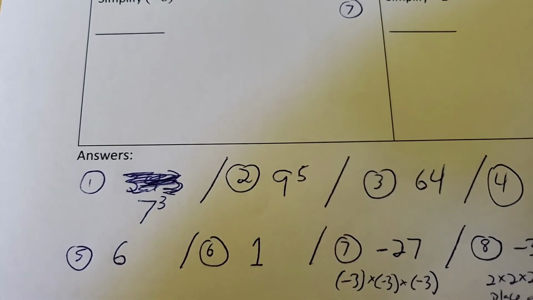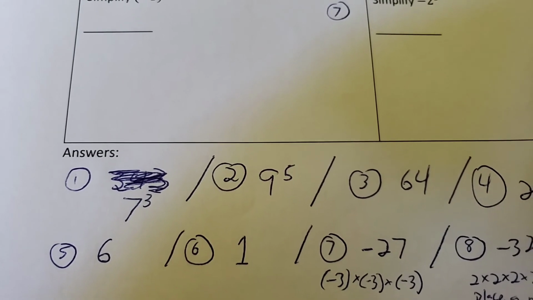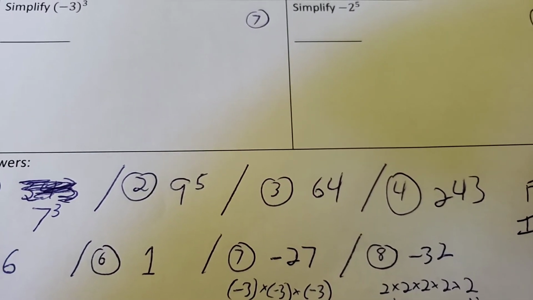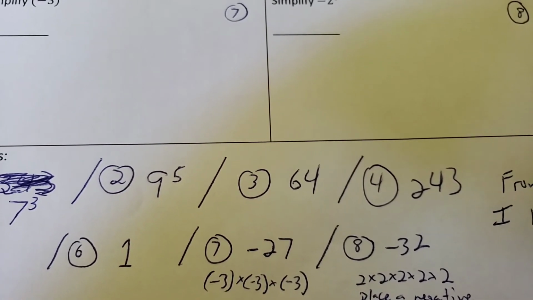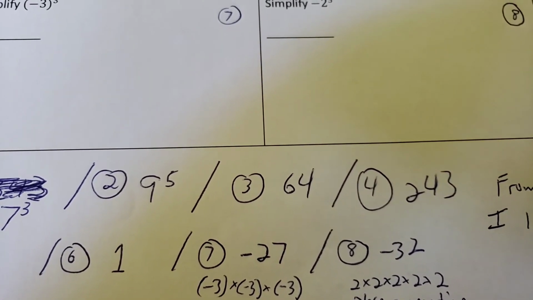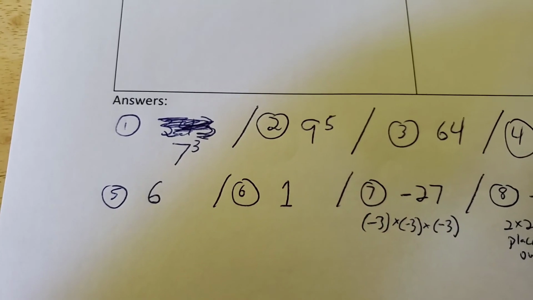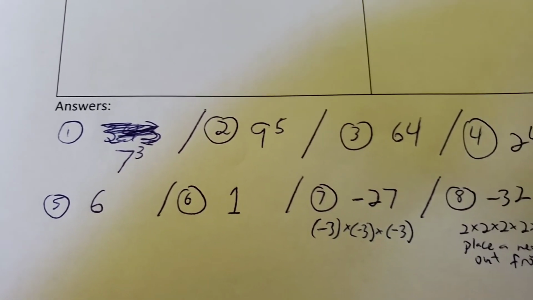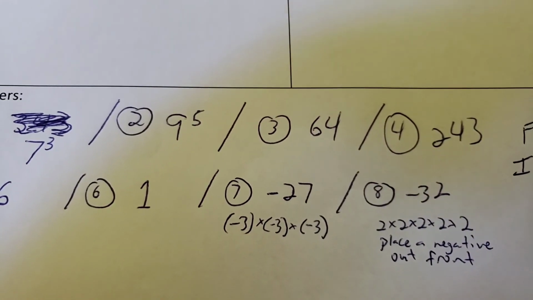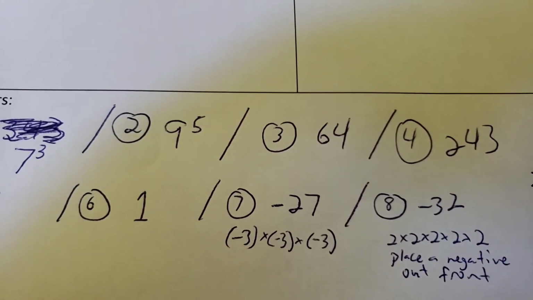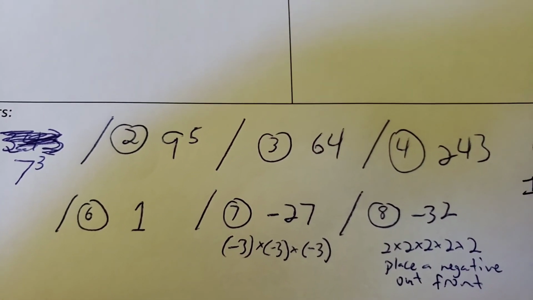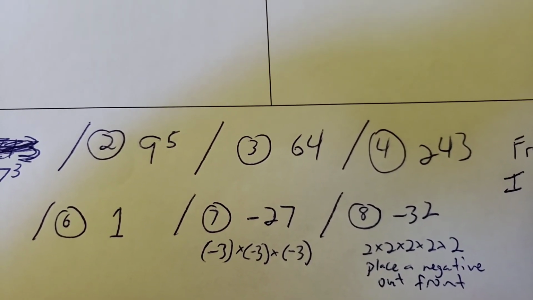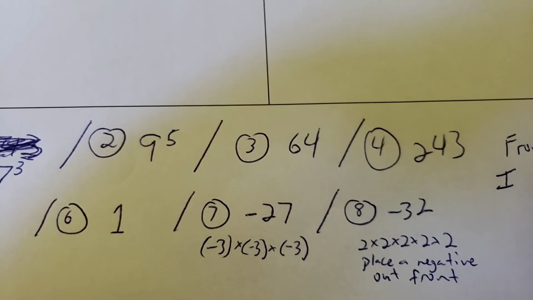Final answers were number 1, 7 to the third power, or 7 cubed as you might call it. Number 2, 9 to the fifth power. Number 3 is 64. And number 4 is 243. Number 5 is 6, and number 6 is 1. And number 7, our answer is negative 27, because it's like a negative 3 times a negative 3 times a negative 3. And number 8 is a negative 32. We treat it like 2 times 2 times 2 times 2, and then we just stick a negative sign out in the front.